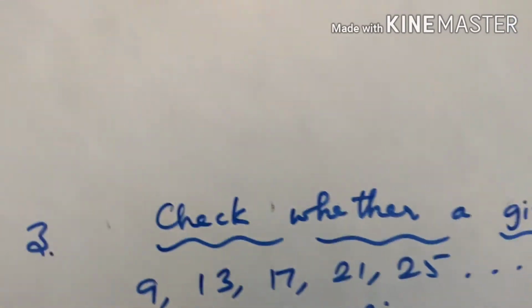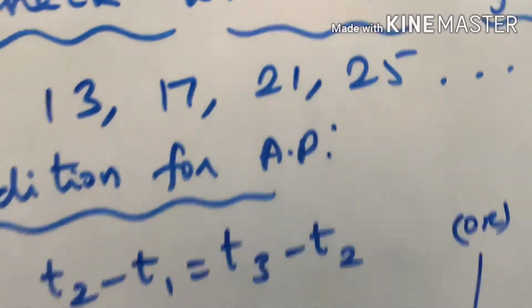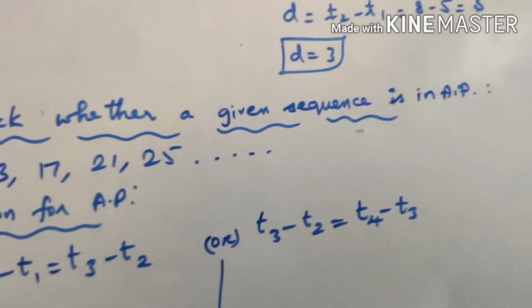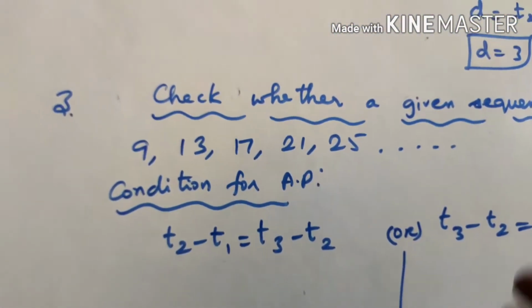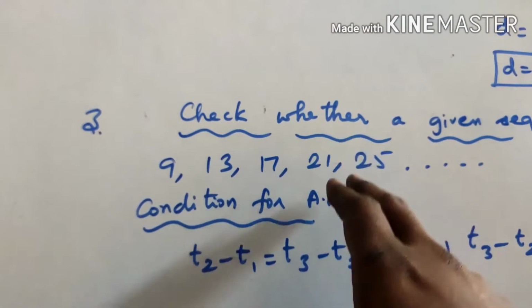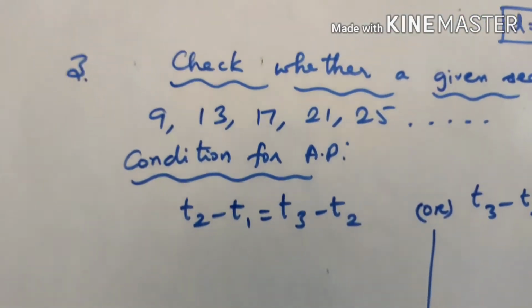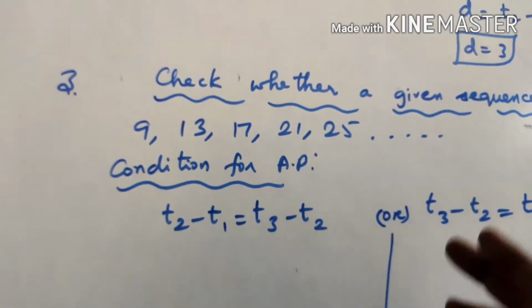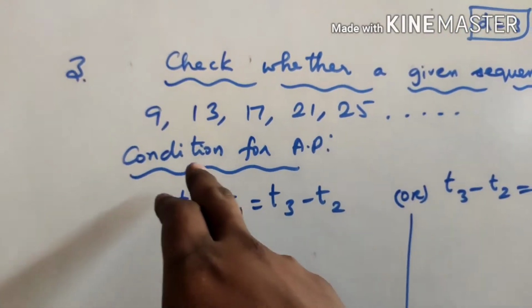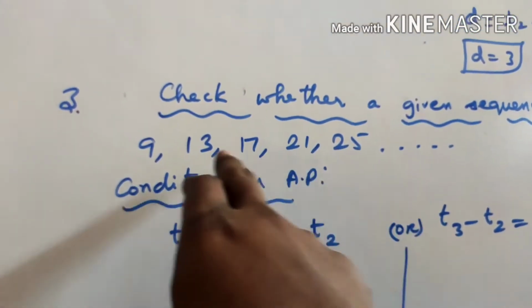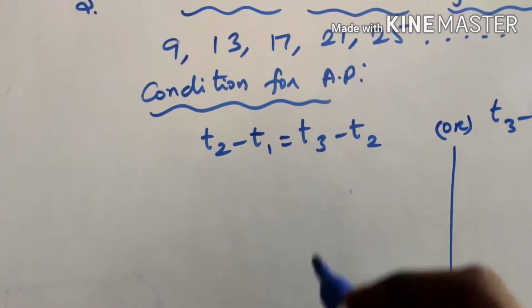Now we are going to check whether a given sequence is in AP or not. In the exam, you will be given a sequence like this, and you will be asked to find whether it is an AP, that is, an arithmetic progression, or not. Okay, now this is an example.